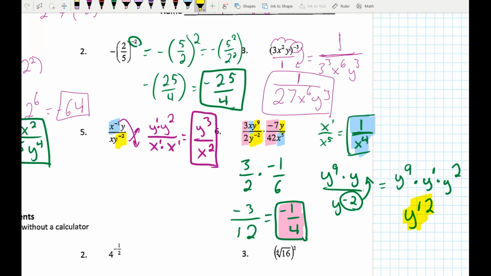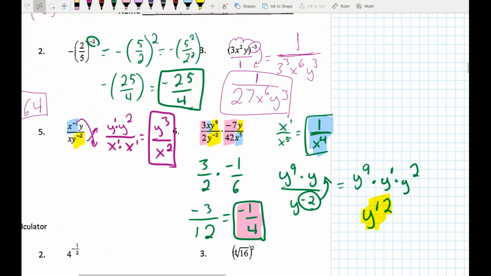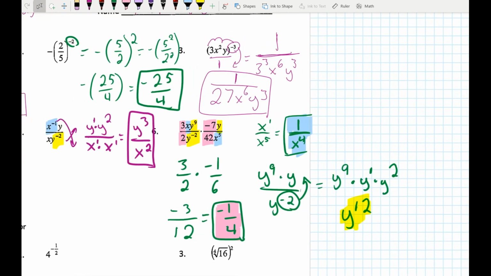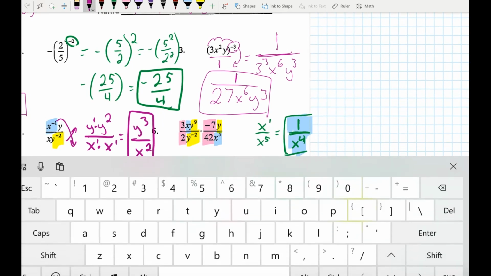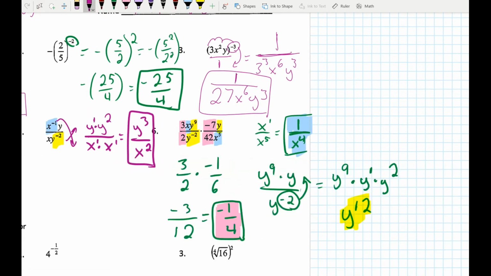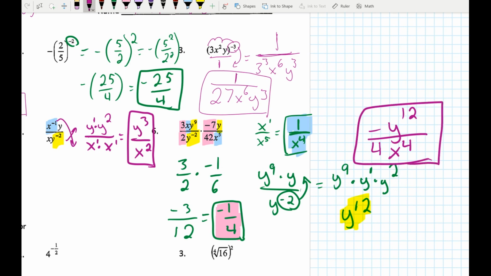So to put it all together, what we're going to do is just write all 3 parts in one fraction. On the top, I have 1, negative 1, and y to the 12th. So I'm going to say negative y to the 12th. On the bottom, I have 4 and x to the 4th. And so that ends up being my answer to all of them.